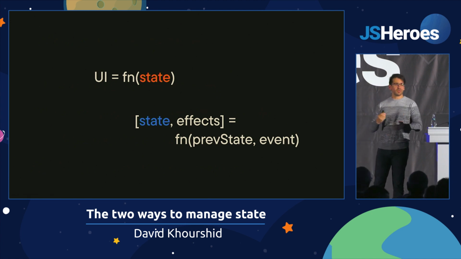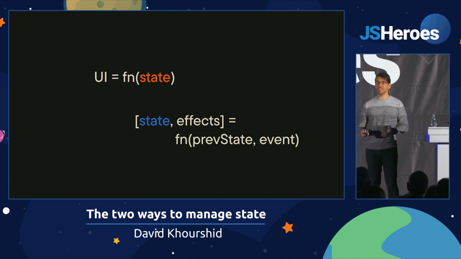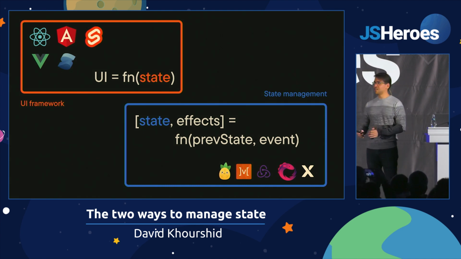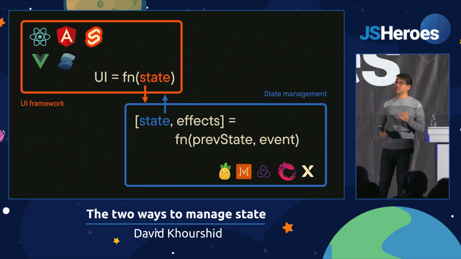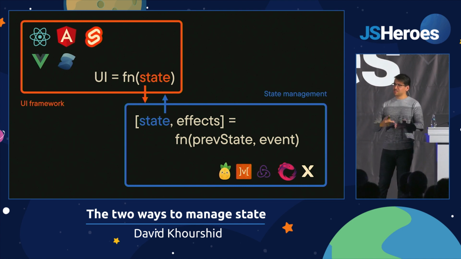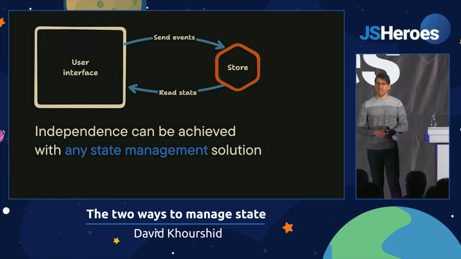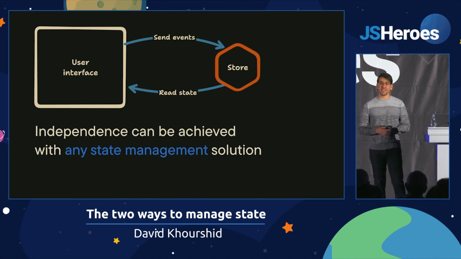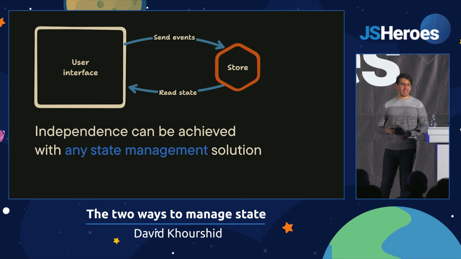So we have 2 dueling parts. We have UI as a function of state, which is part of your framework, and we have state and effects being a function of the previous state and event, which is part of your state management. And both of these can work together in harmony, where your framework reads the state and your state management library or solution handles the state and manages both the updated state and the effects that are part of it. And this independence can be achieved, honestly, with any state management solution that you use. It's just important to keep these principles in mind and code your application logic in a way that your entire team can understand.